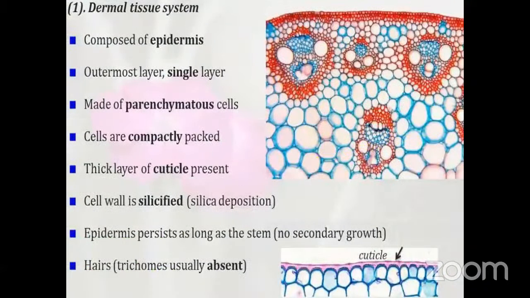And as in dicots, in monocots also the stem is composed of epidermis, which is single layered and mostly parenchymatous and compactly packed without any intercellular spaces, and a thick layer of cuticle is present to prevent water loss, and the cell wall is silicified, that is due to the deposition of silica. Then epidermis persists as long as the stem is there, and mostly these monocots are annual plants. They live for 1 year or 1 season. So the epidermis only, because there is no cambium, no secondary growth. Epidermis only becomes the outermost layer, and trichomes, that is unicellular or multicellular hairs, are absent.